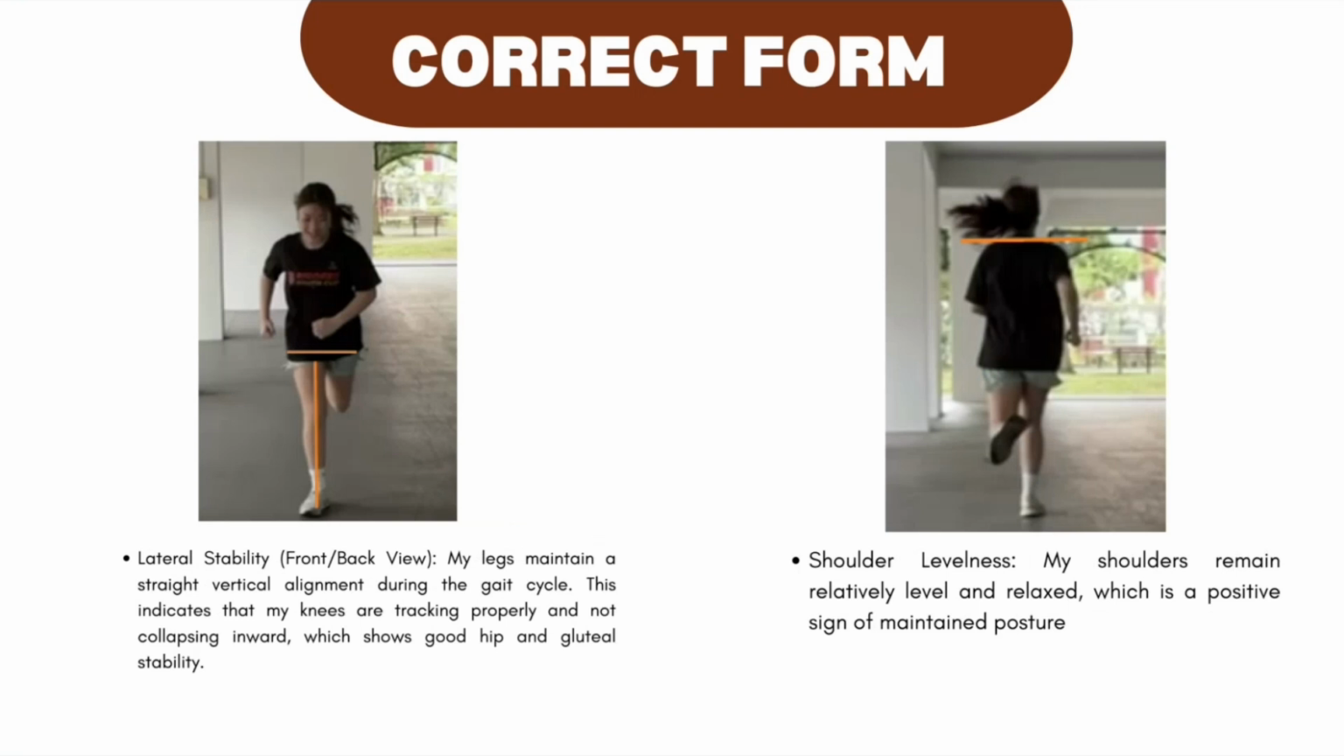As for the front and back view, there is lateral stability. My legs maintain a straight vertical alignment during the gait cycle. This indicates that my knees are tracking properly and not collapsing inward, which shows good hip and gluteal stability. As for my shoulder levelness, my shoulders remain relatively level and relaxed, which is a positive sign of maintained posture.